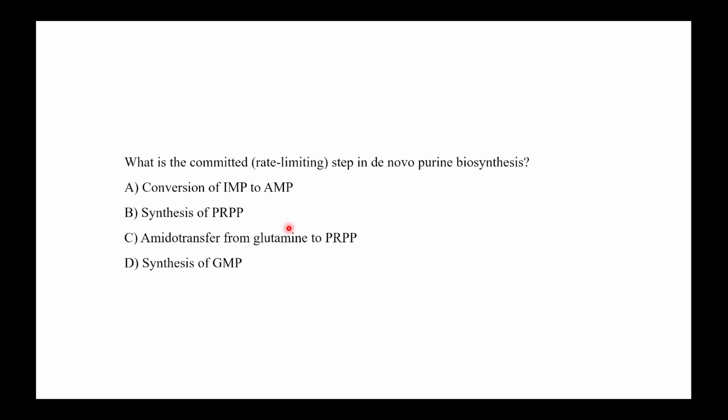Let's see the next question. What is the committed or rate limiting step in the de novo purine biosynthesis? Option A, conversion of IMP to AMP. Option B, synthesis of PRPP. Option C, amido transfer from glutamine to PRPP. And option D, synthesis of GMP.